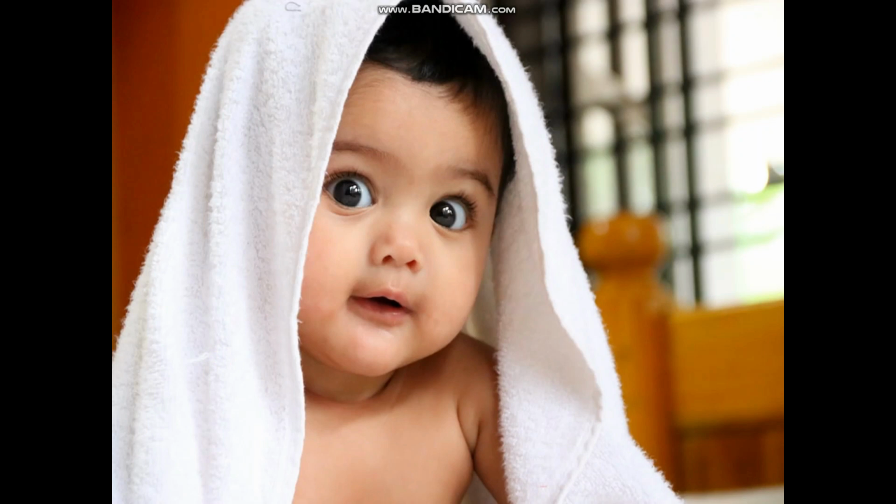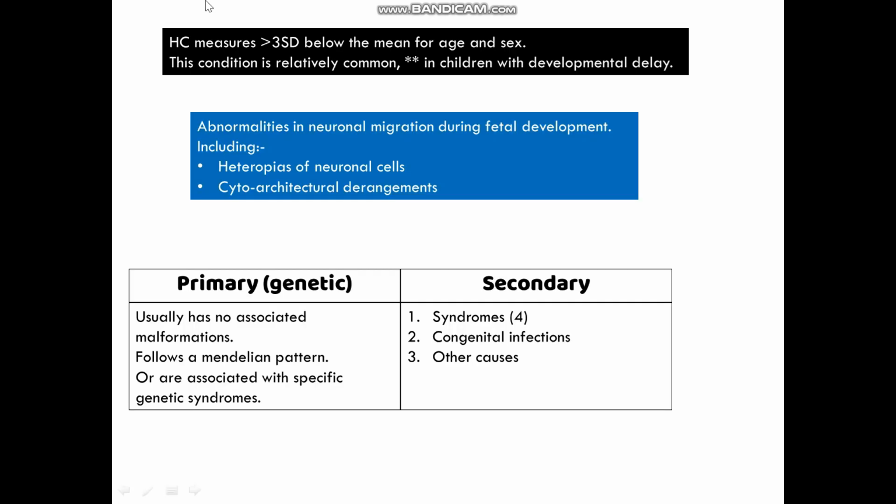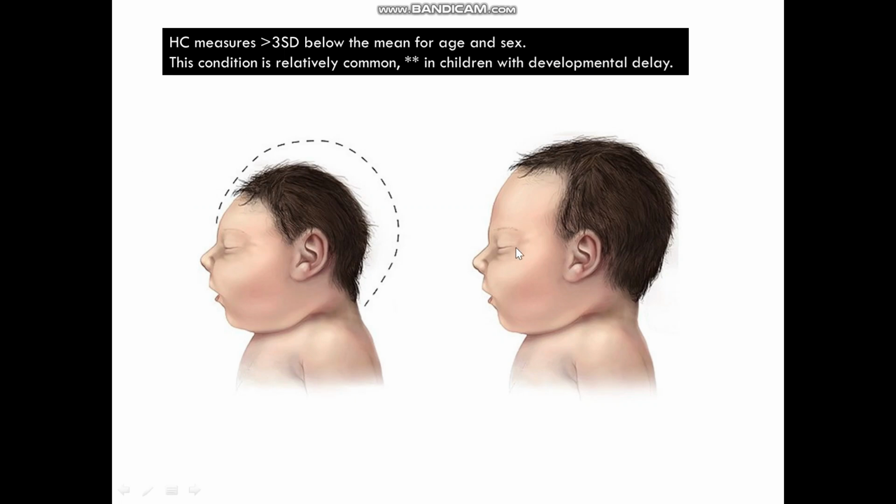Today's topic is microcephaly, which is by definition when the baby's head circumference is less than normal or when the baby's head is small. When head circumference measures more than 3 standard deviations below the mean for age and sex, then the baby has microcephaly. This condition is relatively common, especially in children with developmental delay. This is a normal baby head size and this is microcephaly.